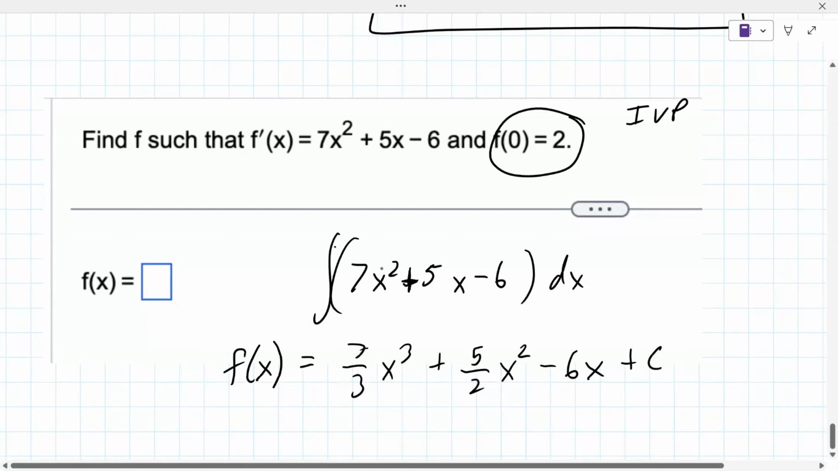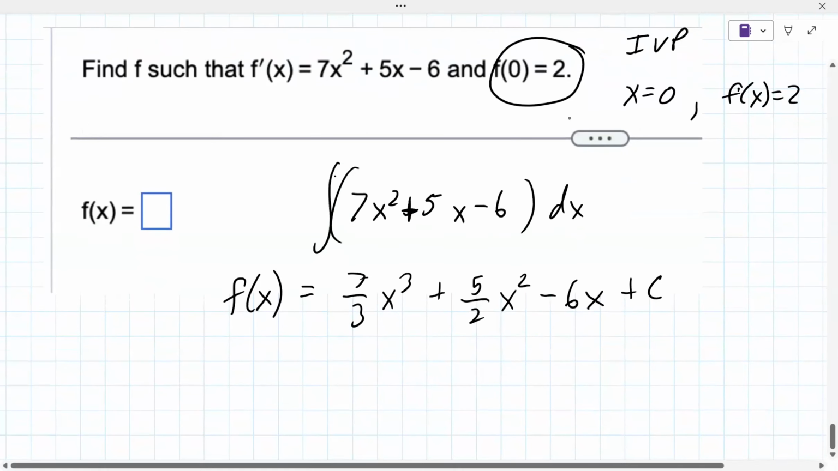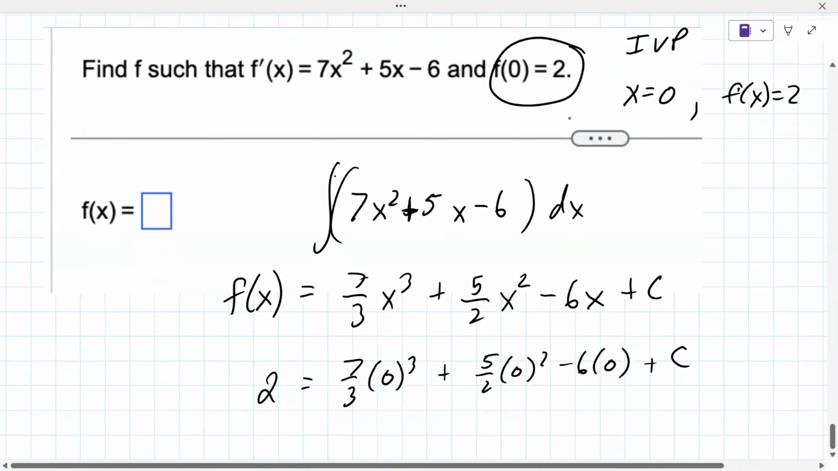Would it be 7/3 x to the third plus 5/2 x to the second minus 6x plus c? It's very good. All right. Now, to find C, you have to use this X value. F of 0 means X is 0, and then F of X or Y is 2. So you're putting those values in. It's 2 equals 7/3 times 0 cubed plus 5/2 times 0 squared minus 6 times 0 plus C.